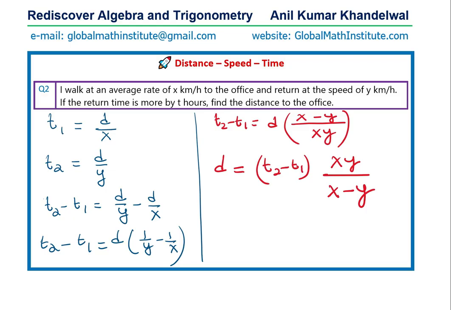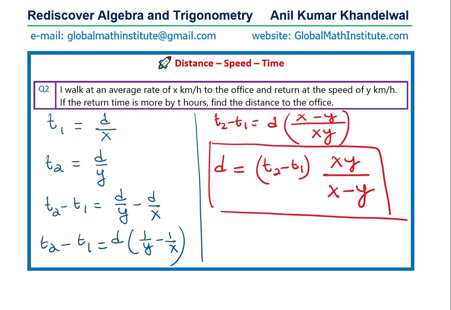Difference in time times the product of speeds, over the difference of speeds, right? And the distance is always positive, so you should have a positive value. So that becomes a very good solution for such questions. Now let's use this formula to answer question number 1 as a shortcut method.